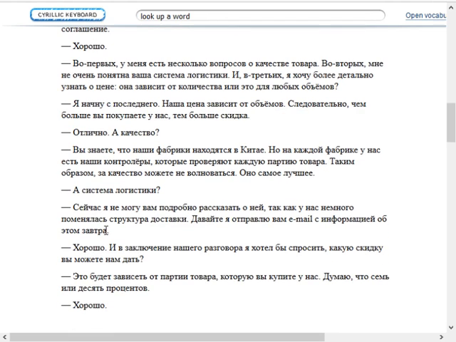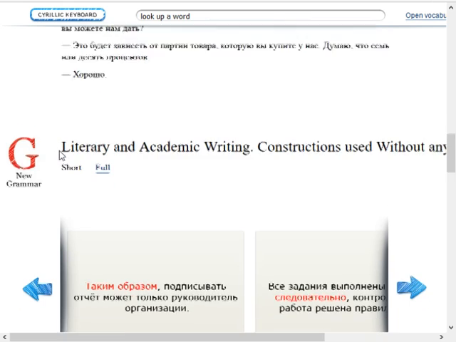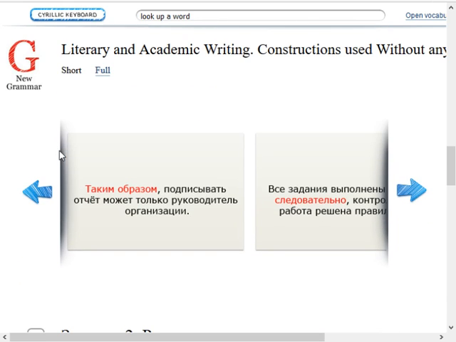Это будет зависеть от партии товара, которую вы купите у нас. Думаю, что 7 или 10%. Хорошо. Didn't he already answer this question? He said already it's dependent on the quantity. It depends on the size of your order, which you buy with us. But I think it will be 7 or 10%. Okay. 7 or 10% discount, that's not too bad, I guess, theoretically.